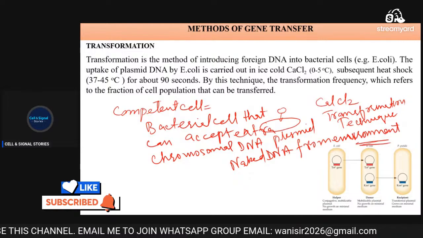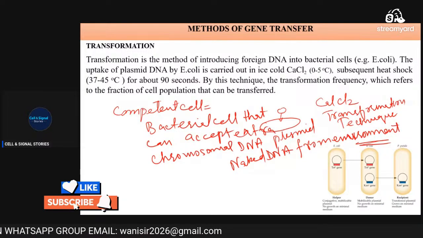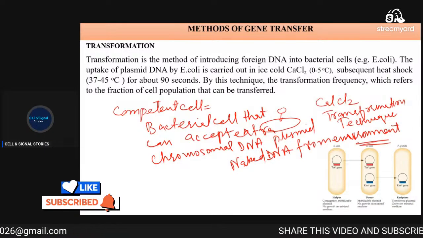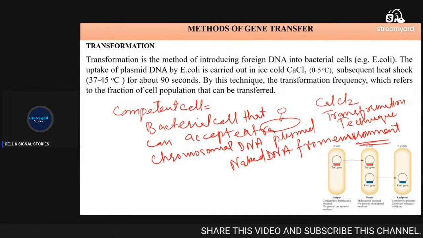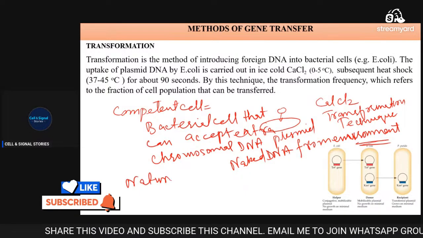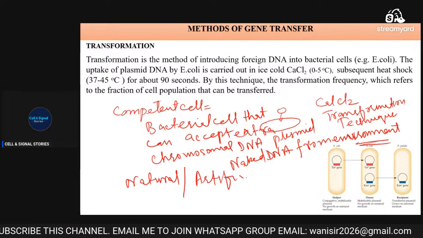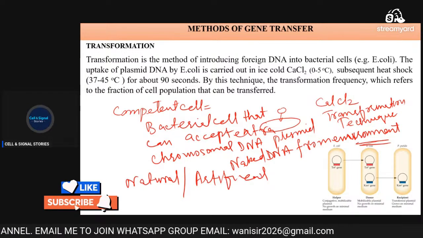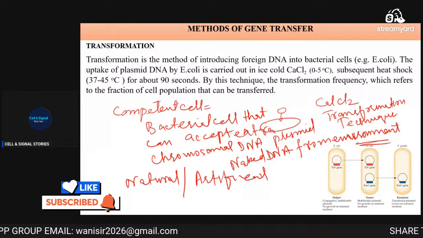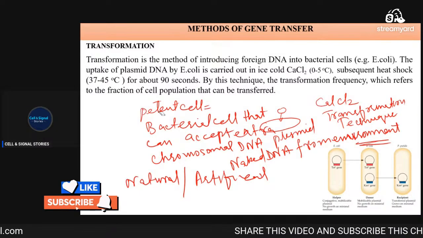The process of generation of competent cells may occur through two methods. One is natural competence and another is artificial competence. So there are two types of methods of making the competent cell. The competence can be developed in two ways: natural competence and artificial competence. First of all, we will try to understand what is natural competence.